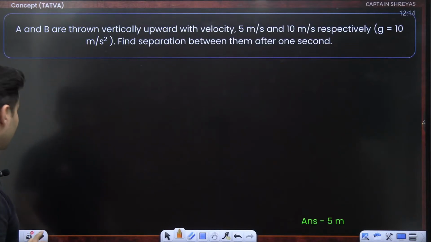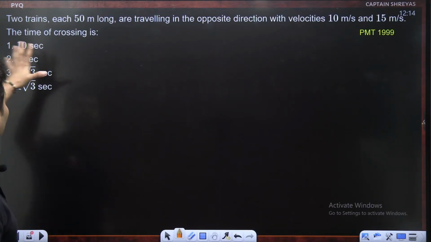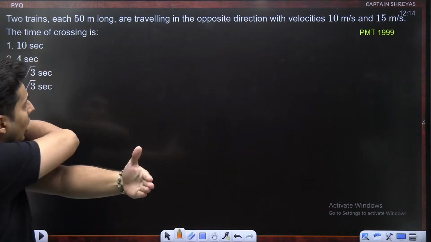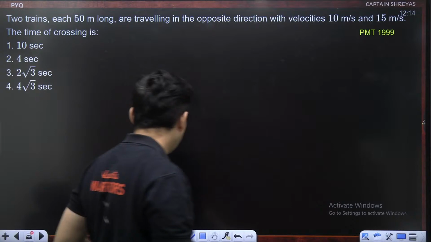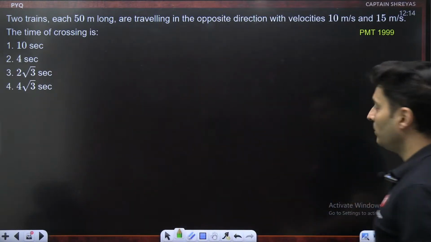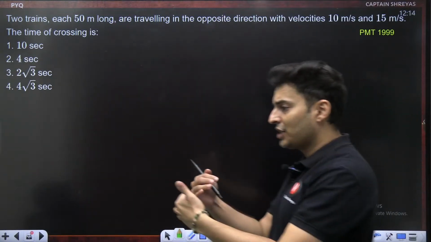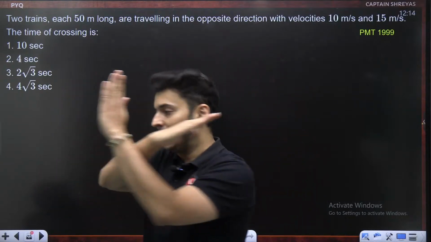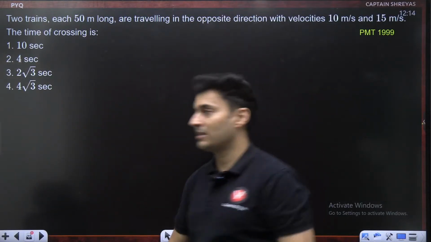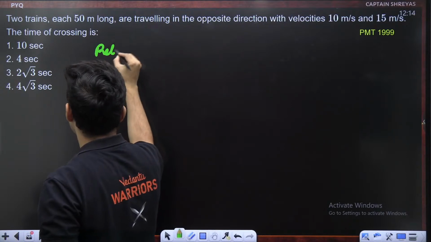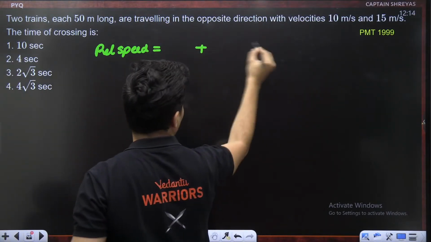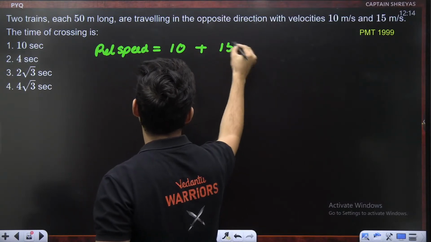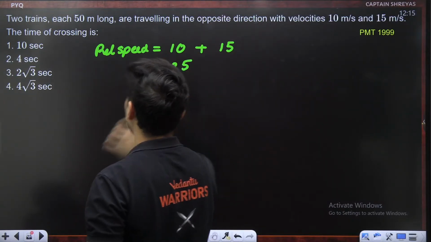Let's move to the next question on your screen. Two trains, 50 meters, opposite speeds given, PMT 1999. What does it tell you? PYQ? Okay, opposite directions means opposite. Turn it plus. So relative speed will be plus. What are the speeds? 10, 15. What will it become? 25.